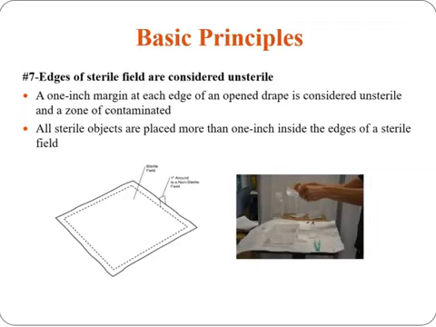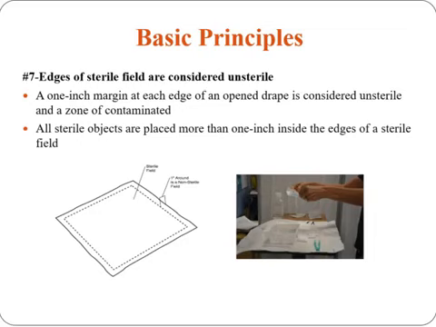Okay, this is an important one. The edges of the sterile field are considered to be unsterile. So the 1-inch margin at the edge of an open drape is considered unsterile, or a zone of contamination. So as she opened that drape on that table, the last inch all the way around, 1-inch border, is considered unsterile, which is also nice because that means we can touch and move that area without worry about contaminating, because it's already contaminated.